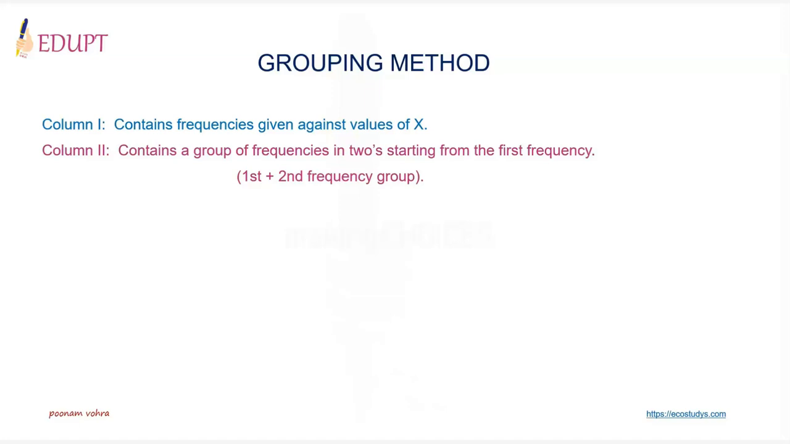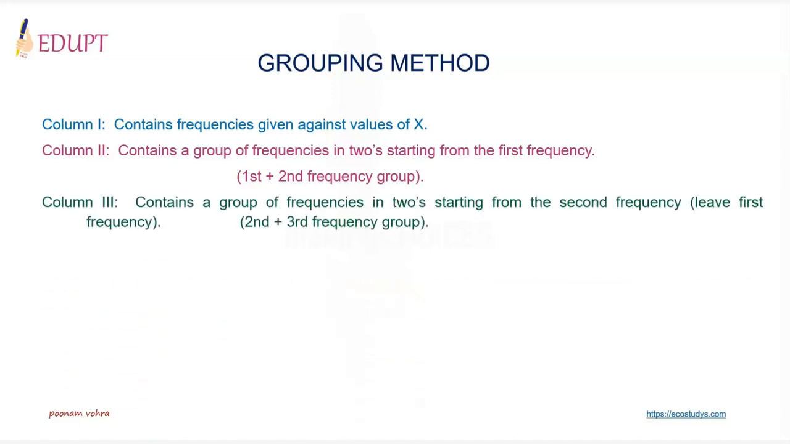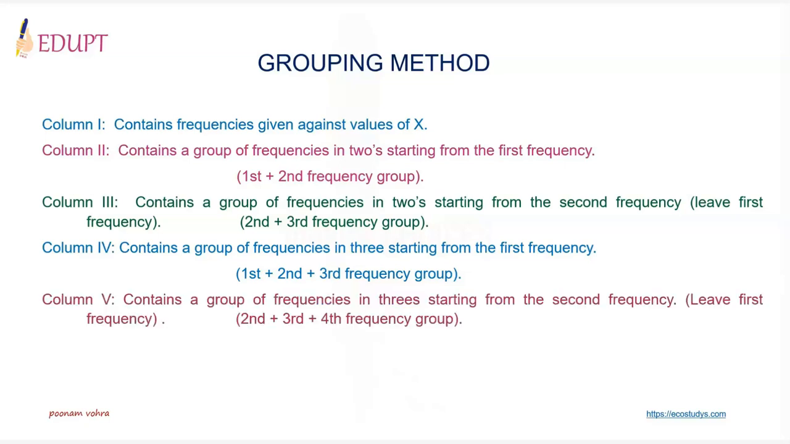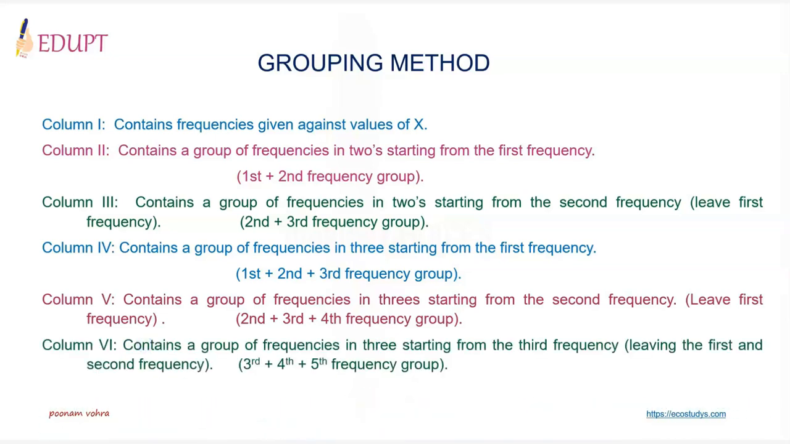that is first and second frequency group. The third column contains a group of frequencies in twos starting from the second frequency, leaving the first frequency. So it comprises of second and third frequency group. Column 4 contains a group of frequencies in threes starting from the first frequency, comprising of first, second and third frequency group. Column 5 contains a group of frequencies in threes starting from the second frequency, leaving out the first one. So it comprises of second, third and fourth frequency group. And sixth column contains a group of frequencies in threes starting from the third frequency, leaving the first and second frequency, that is comprising of third, fourth and fifth frequency group.